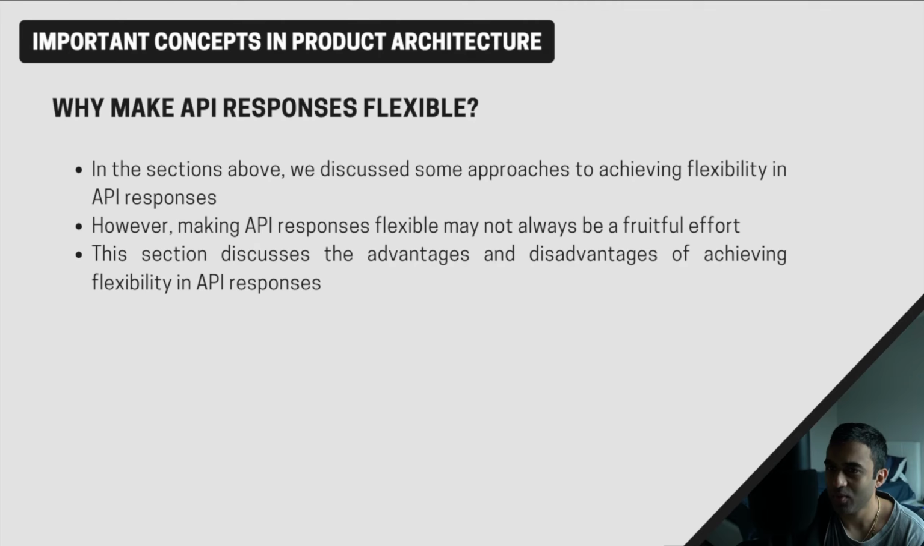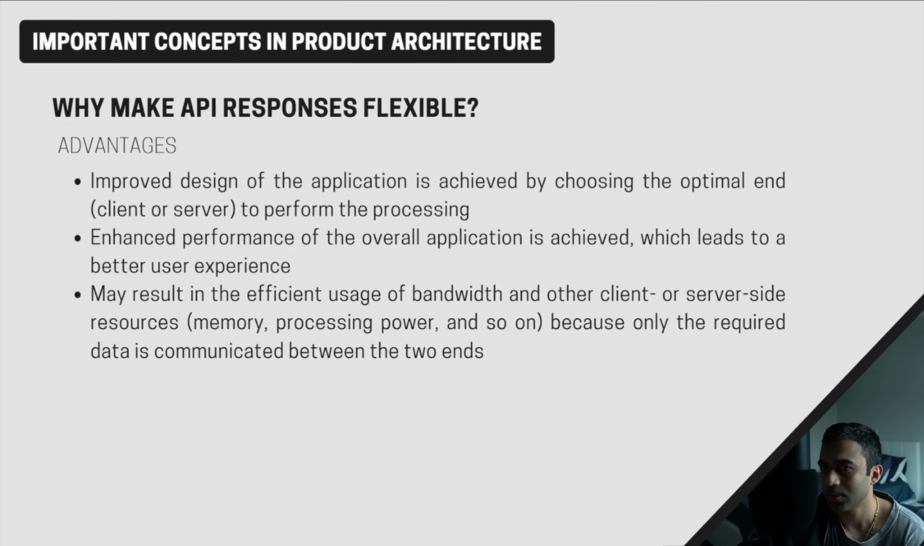In the sections before, we discussed some approaches to achieving flexibility in API responses. However, making API responses flexible may not always be a fruitful effort. This section discusses the advantages and disadvantages of achieving flexibility in API responses. So the advantages: improved design of the application is achieved by choosing the optimal end client or server to perform the processing.